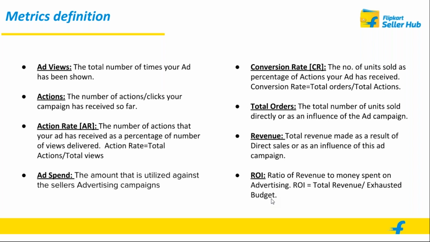Or let's say, the other way, if your ACOS is 7%, that means that the ROI is 100 divided by 7, which is around 14.5. Okay, we'll just move on to this.